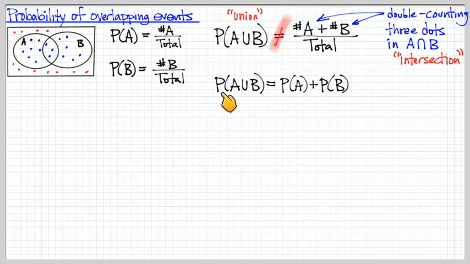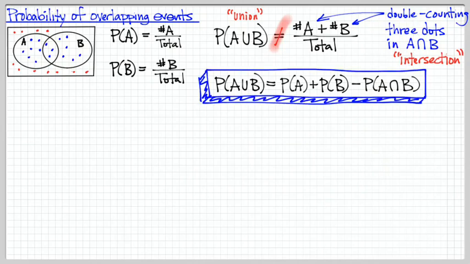So in this case, the probability of the union of A and B is not the probability of A plus the probability of B. We have to subtract away the overcounting. So we subtract from it the probability of the intersection of A and B.